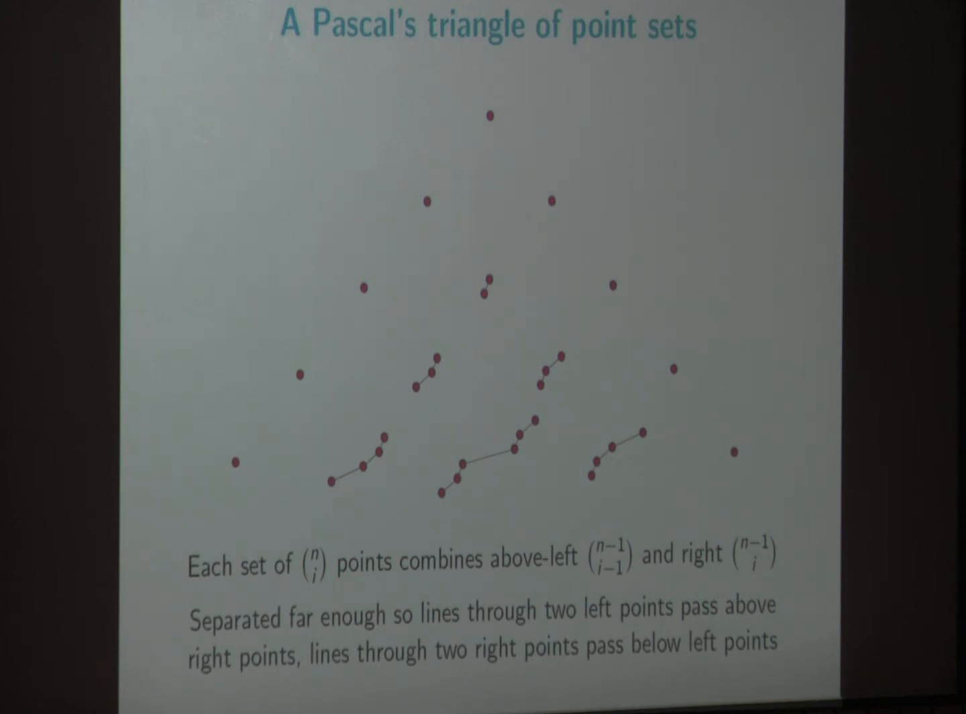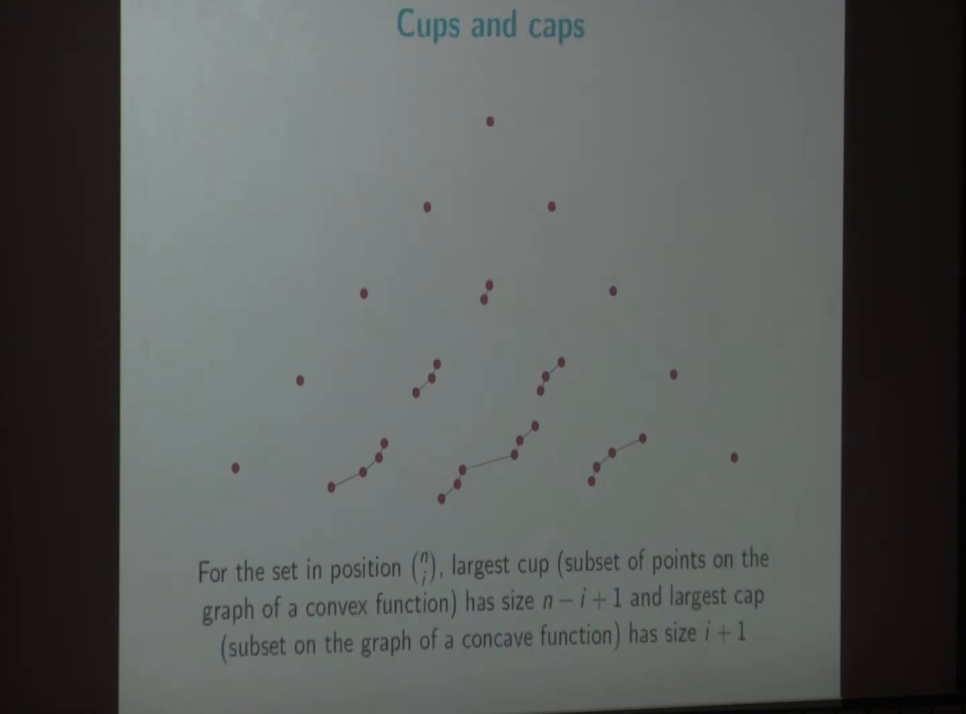So we get these point sets, and what we can prove about these point sets is that they don't have certain special convex subsets in them. Not the size of the largest convex subset in general. We can also prove that, but it's not quite what we want. But we can define a special convex set called a cup. It's convex upwards. What that means is just that it's a subset of the graph of a convex function.